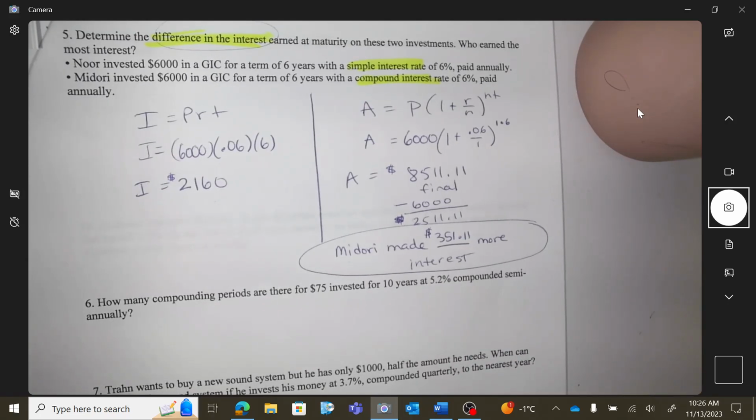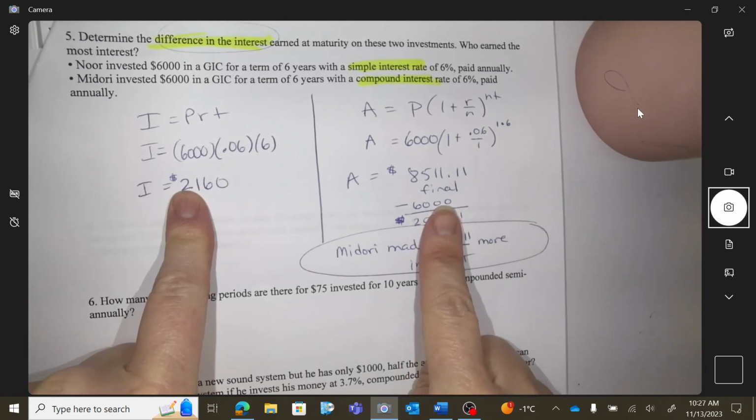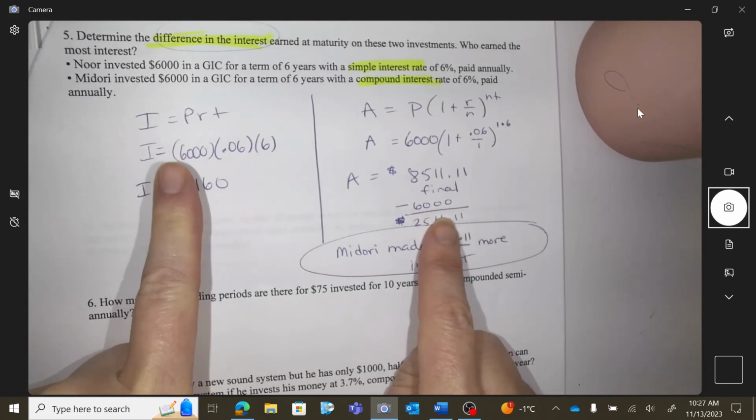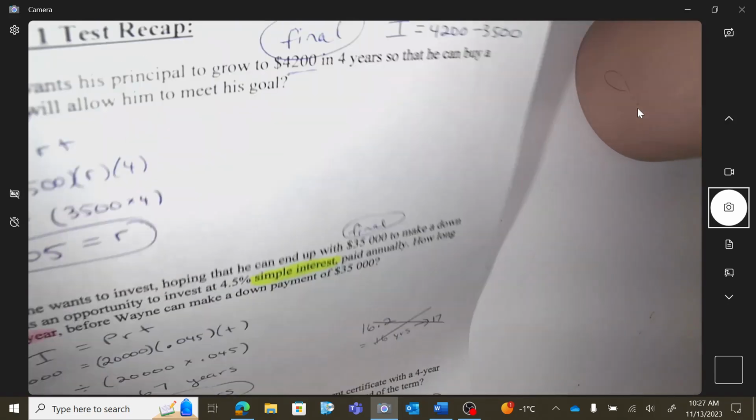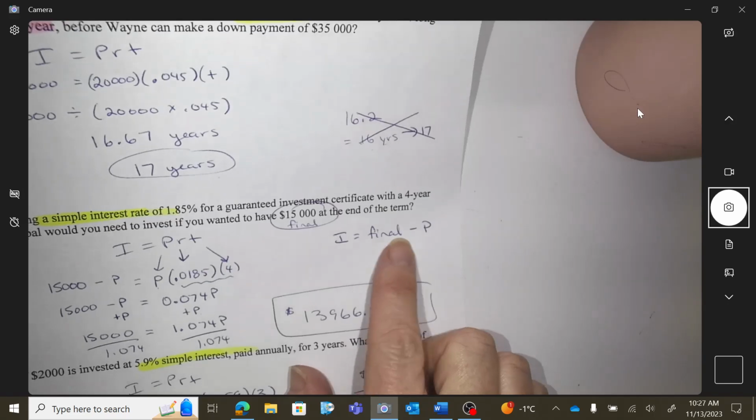Okay, so I'm probably going to ask questions like that. Who made more, or how much more did they make? But make sure you always understand this formula gives interest, this formula gives finals, right? So use that little side formula. We have to use that.